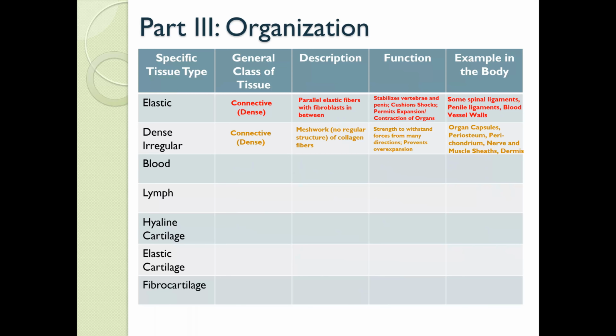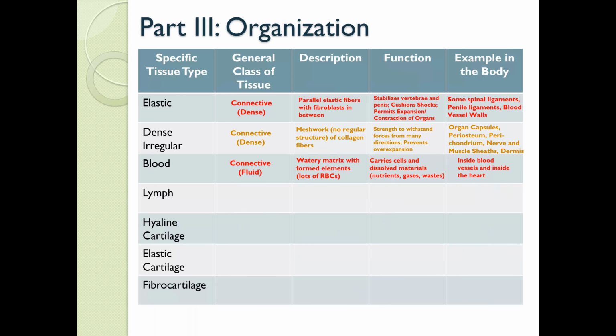Dense irregular is also a dense connective tissue. This appears to be a meshwork of collagen fibers, meaning there's no regular structure. They're just branching in all sorts of directions. It functions to provide strength to withstand forces from many directions and also to prevent overexpansion. You can find dense irregular tissue in organ capsules, the periosteum, the perichondrium, and nerve and muscle sheaths, and in the deep layer of the skin called the dermis.